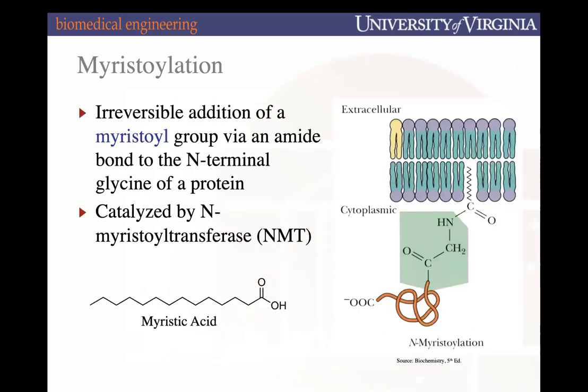So with myristylation, what ends up happening here is that there's going to be an irreversible addition of a myristoyl group to the N-terminus. And we talked about how that's going to be happening specifically. It's targeting methionine glycine residues on the N-terminus, the front end of a protein. And that's catalyzed by specifically a myristoyl transferase enzyme here.